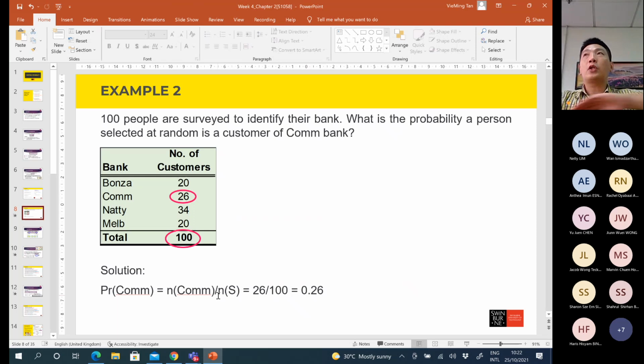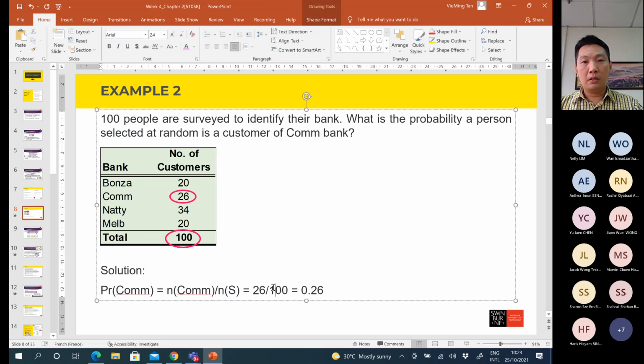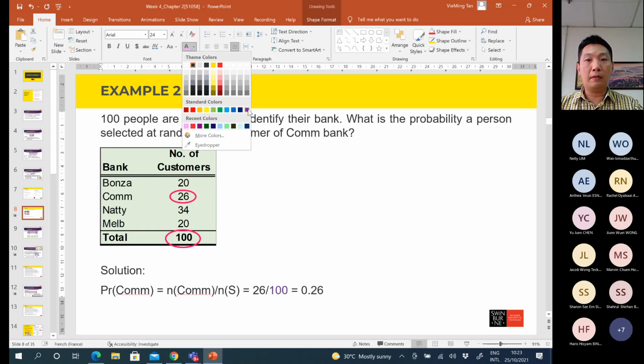NS refers to the total number of participants in the survey, without considering the bank they visit or prefer. In total, how many participants are in the survey? Altogether 100. So we substitute 100 into here. I use purple color.